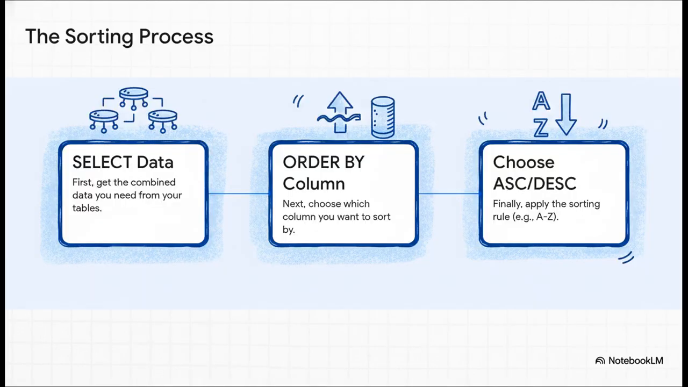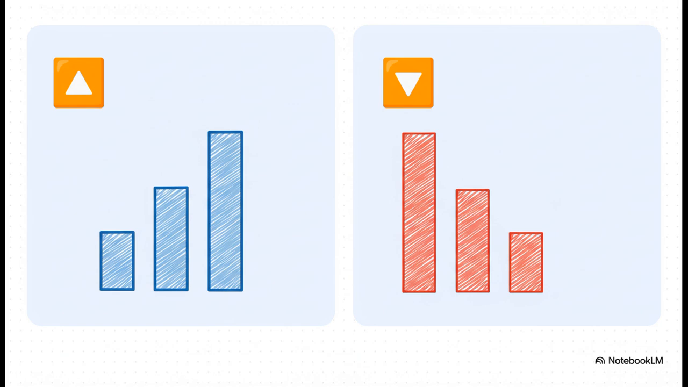And the sorting process itself? It's a really simple three-step deal. First, you get your combined, joined-up data. Second, you just pick a column you want to organize everything by, like maybe the name. And third, you tell the database how to organize it, say alphabetically. Easy. And we've basically got two main options here. We can sort in ascending order, that's A to Z for text, or smallest to largest for numbers, or you guessed it, we can sort in descending order, which is just the exact opposite.